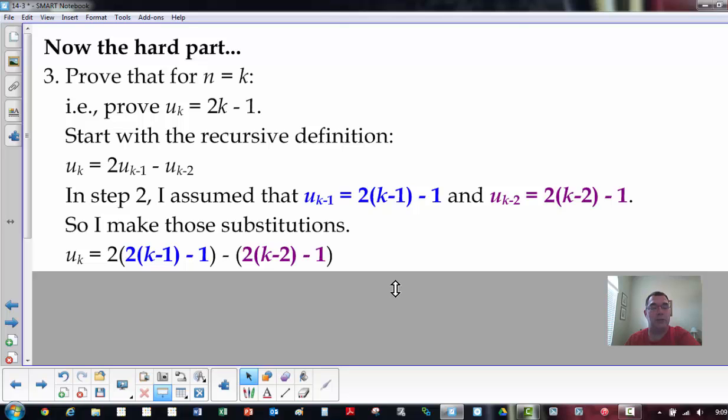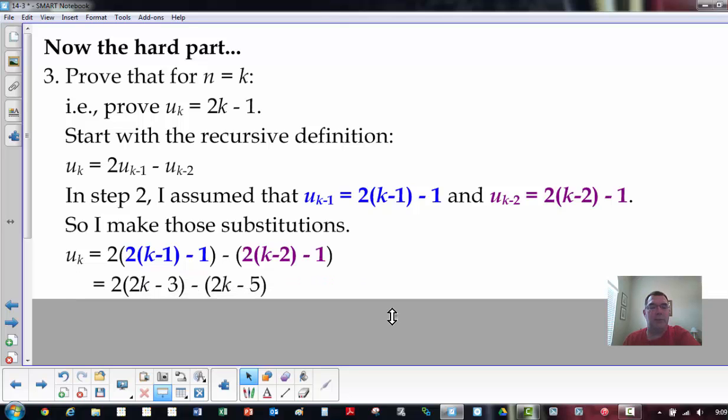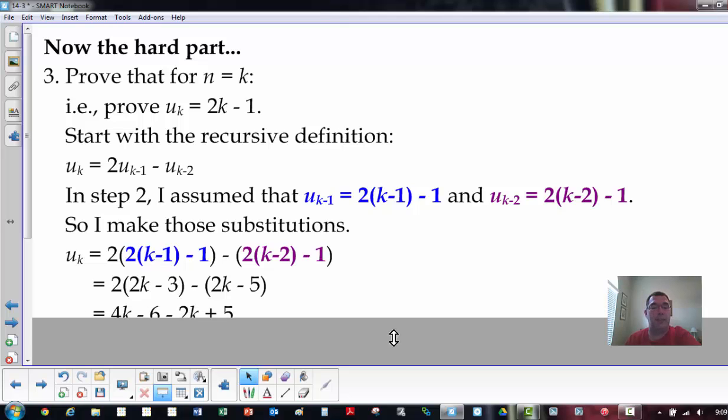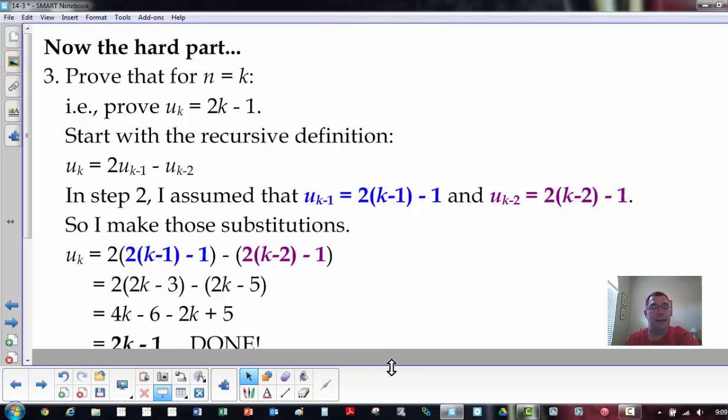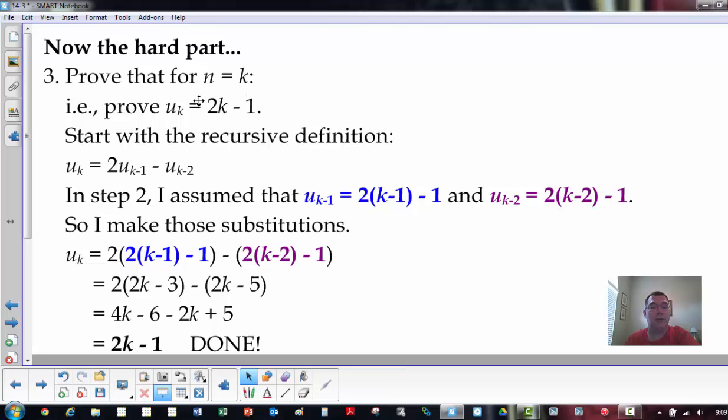Now this is just a big algebraic expression that I need to simplify. So I simplify the parentheses first, and that blue stuff in the first set of parentheses becomes 2k minus 3, and the purple stuff in the second set of parentheses becomes 2k minus 5. If I expand the parentheses or distribute the numbers in front of the parentheses, I get 4k minus 6 minus 2k plus 5, and that is 2k minus 1. And that's what I was required to show. If you look at the very top of the screen, that's what I was required to show. So I'm actually done, and I've proven that the nth term of this sequence is actually 2n minus 1.